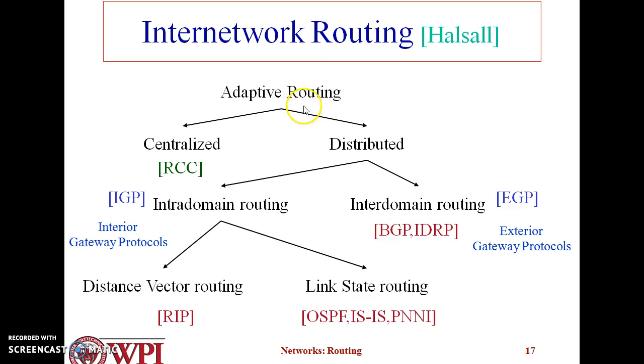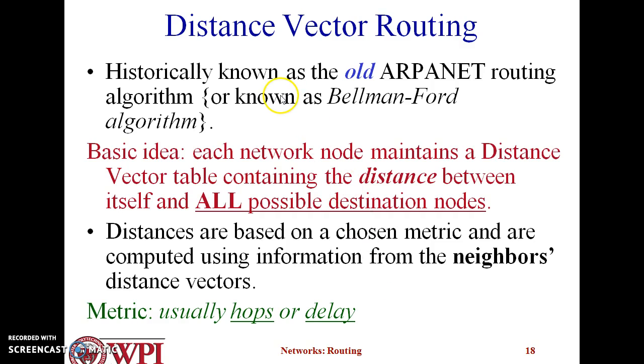This is about inter-network routing. Adaptive routing is either centralized or distributed. Again, distributed is intra-domain or inter-domain. Inter-domain is again distance vector routing or link state routing. So what is distance vector routing?